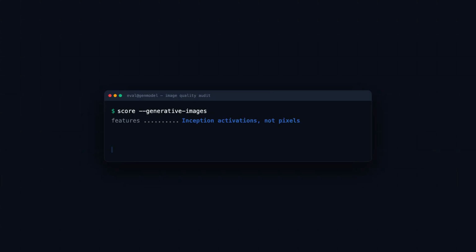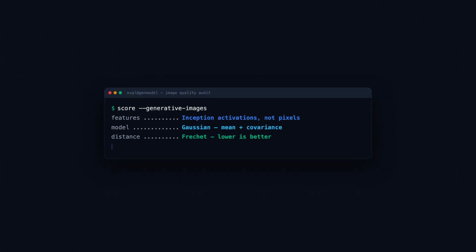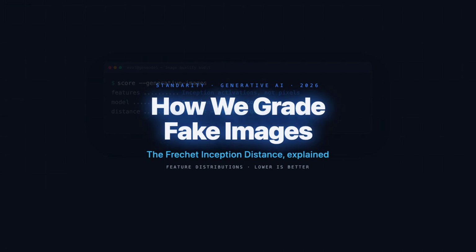You've trained a GAN and it's spitting out images. Now the hard question: are they any good? You can't just compare pixels, because two gorgeous images of different faces share almost no pixel values, and paying humans to eyeball thousands of samples simply doesn't scale. So how do you put a single, trustworthy number on the quality of a whole generative model?